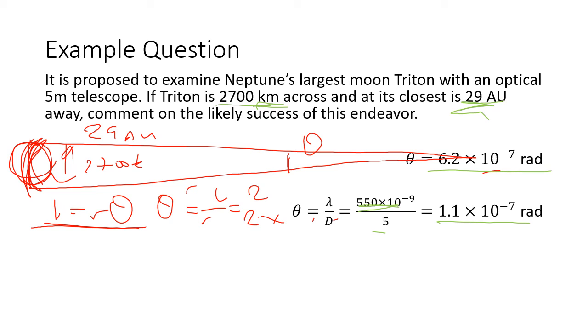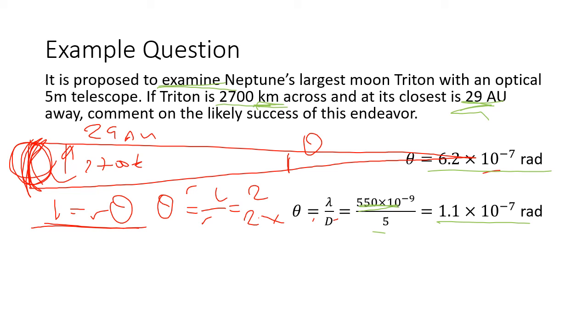So now we've got some numbers, we can answer this question. The angular separation between the two sides of Triton is 6.2 times 10 to the minus 7. The best resolving power of our telescope is 1.1 times 10 to the minus 7. So clearly our telescope is capable of resolving Triton. Our telescope will see Triton as a disk. So that's all good. But it says examine in the question.